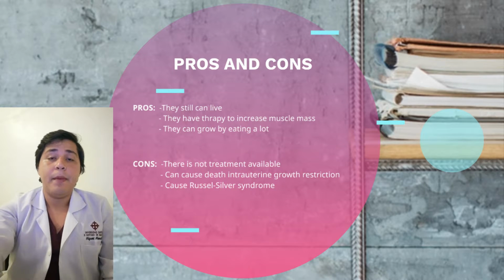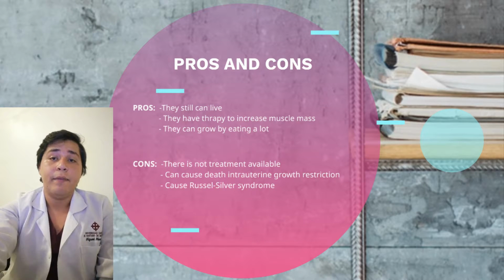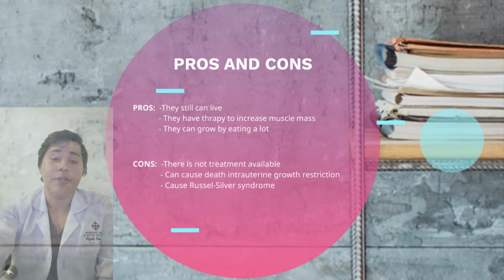Pros and cons. The pros are they still can live. They have therapy to increase muscle mass. They can grow by eating a lot. The cons are there is no treatment available, it can cause death, intrauterine growth restriction, and cause Russell-Silver syndrome.